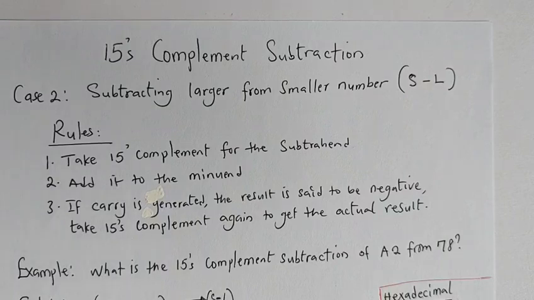Now step 3 says if carry is generated, the result is said to be negative. In that case, what do we need to do? We need to take the 15 complement again to get the actual result. Now let's put that into work. Now let's take an example.